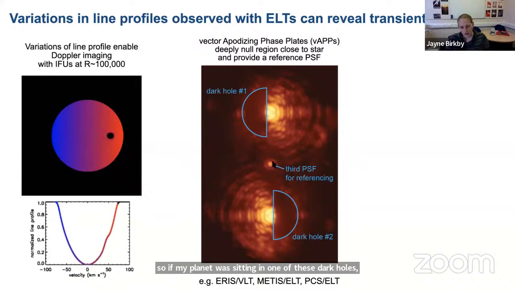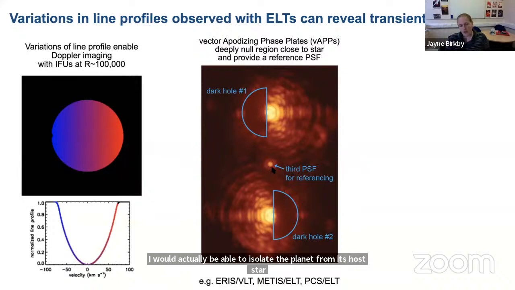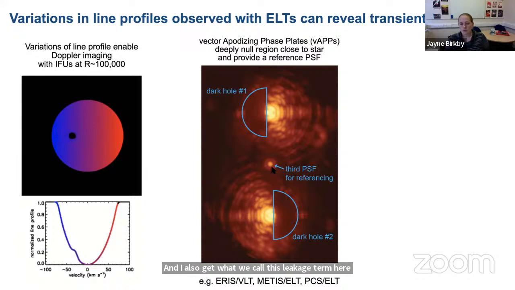And I also get what we call this leakage term here. It actually acts as a reference. So I could compare how the flux of my planet was changing compared to the host star, for example. And if we know the host star to be stable, it provides us with a reference.